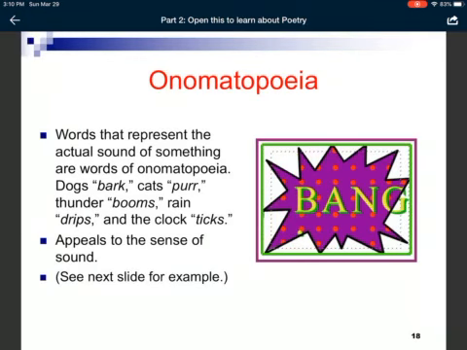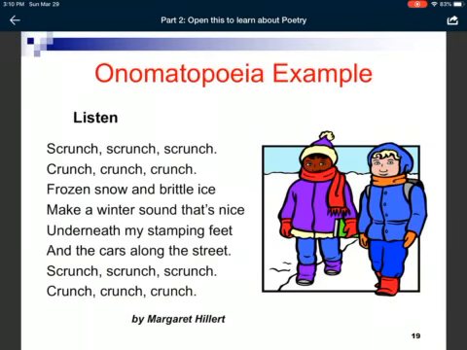Onomatopoeia. Words that represent the actual sound of something are words of onomatopoeia. Dogs bark, cats purr, thunder booms, rain drips, and the clock ticks. Here's an example. Listen by Margaret Hillert.